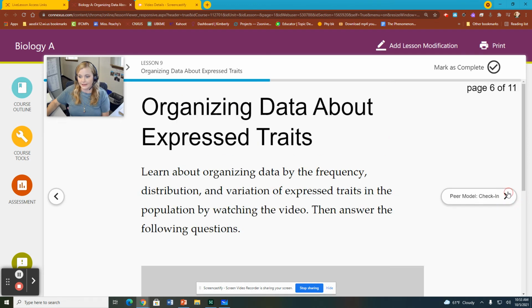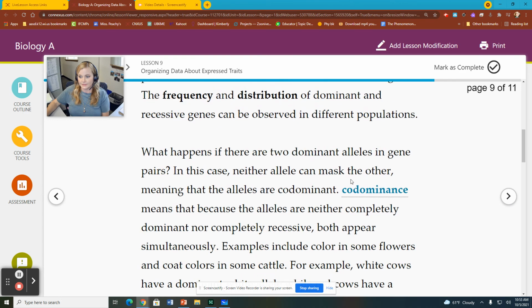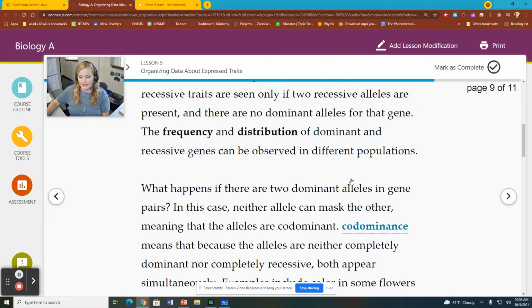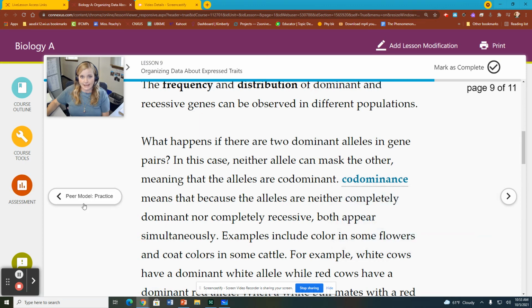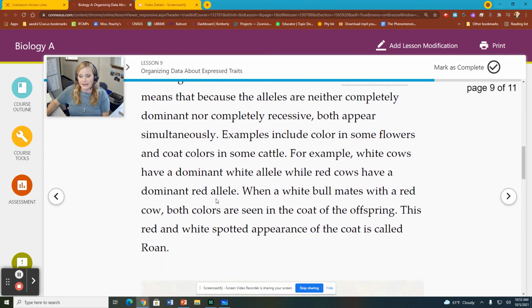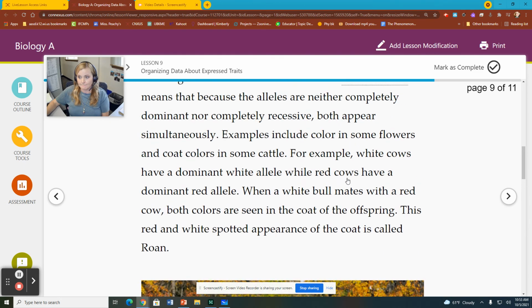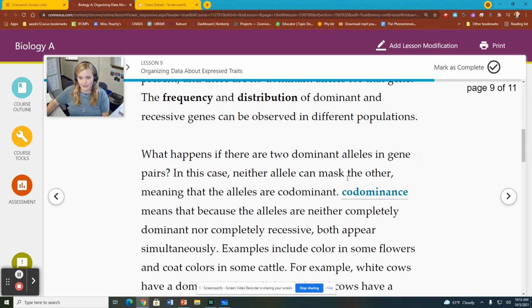All right, so then the next thing that they talk about in this lesson has to do with certain other types of traits. So we talked about basic dominance and recessiveness. There are other types of inheritance as well. There's a type of inheritance called codominance and a type of inheritance called incomplete dominance. And this is where you do not have one allele that is dominant over the other. In the situation of codominance, both alleles are equally dominant.